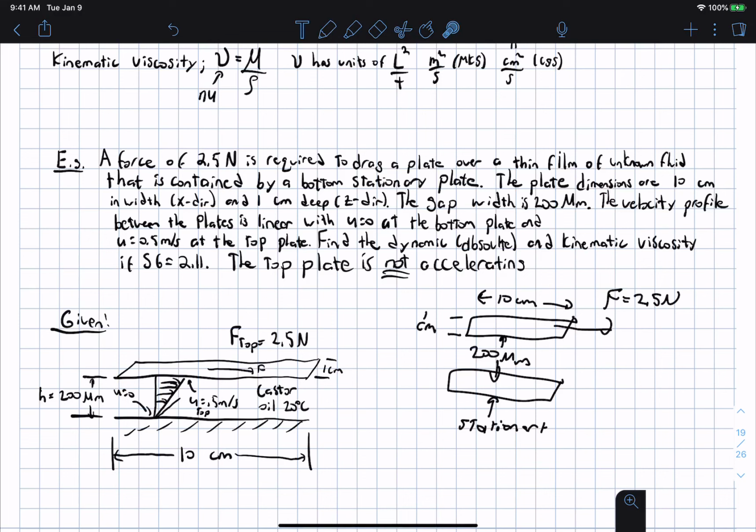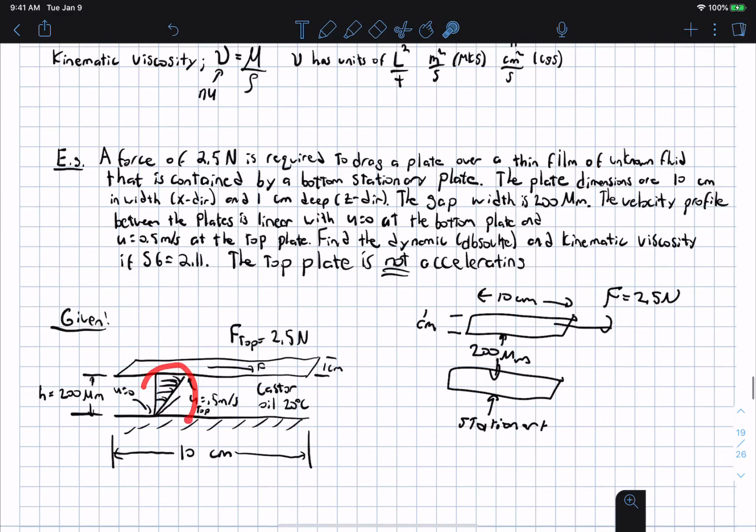Okay, and that seems really small, but this could actually be a zoom-in of a bearing in your car. And the velocity profile between the plates is linear. That's actually based on an exact theory. That's not an approximation. That's actually realistic. And the velocity is 0 at the bottom plate, and it is 0.5 meters per second at the top plate. What we are asked to do is to find the dynamic viscosity and the kinematic viscosity if the specific gravity of the fluid is 2.11.